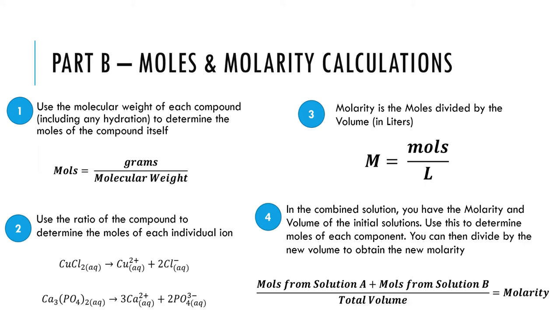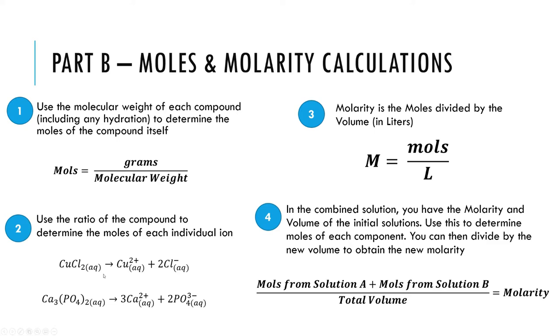Moles are equal to the grams divided by the molecular weight. So both the aluminum sulfate and the transition metal sulfate, you'll weigh out separately and add into two separate beakers. So you have two different masses. You have two different amounts in grams. And so you can divide each of those by their respective molecular weights. And you can use that to determine how many moles of the component there actually is.